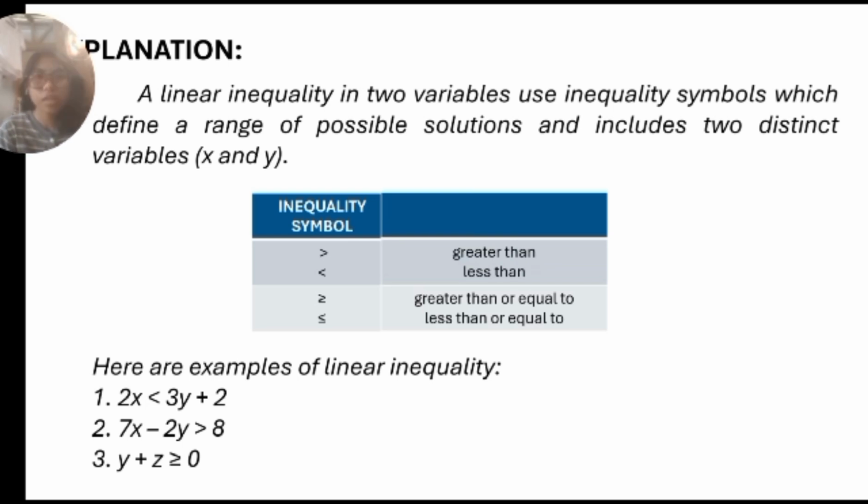Next are the inequality symbols. You can see the symbols and their names in the table. Next, I provided examples of linear inequality. As you can see, you can see the symbols, right? In number 1, the symbol is less than. So yes, linear inequality. Number 2, greater than. Number 3, greater than or equal to. So that is one of the factors we use to identify that the expression is a linear inequality, right?